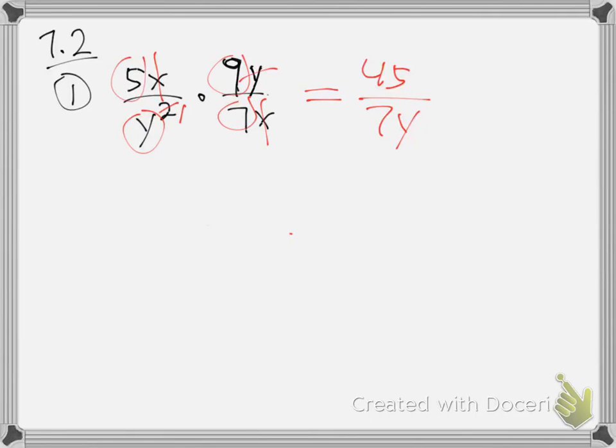Yeah, good question. So on this last one, the 7 stayed. And yeah, there was y squared right there. So this was 2 y's, y squared, and this was 1 y. So one of these canceled one of those, and I had an extra y in the bottom. Does that make sense?